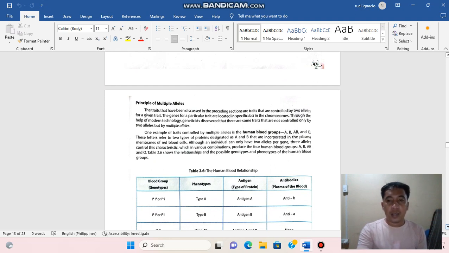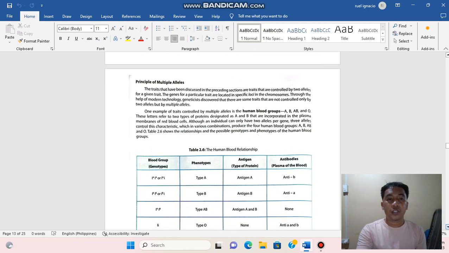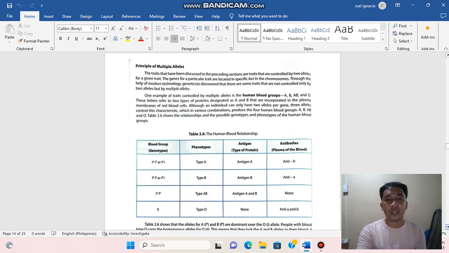Okay. So after we discuss the incomplete dominance and codominance principles, next we will move to what we call the principle of multiple alleles. The traits that have been discussed in the preceding sections are traits that are controlled by two alleles for a given trait. So what we discussed in incomplete dominance and codominance are controlled by only two alleles. But in this case, the genes for a particular trait are located in specific loci in the chromosomes.